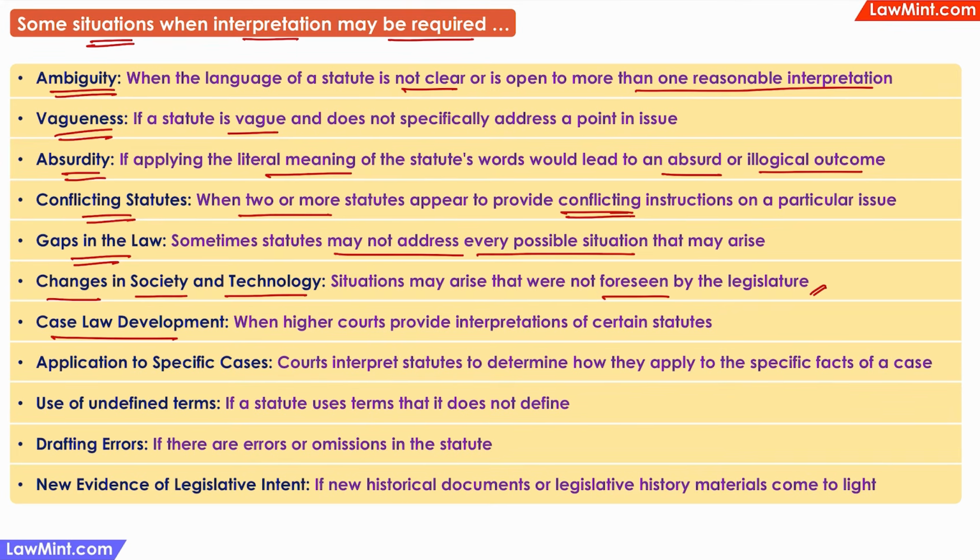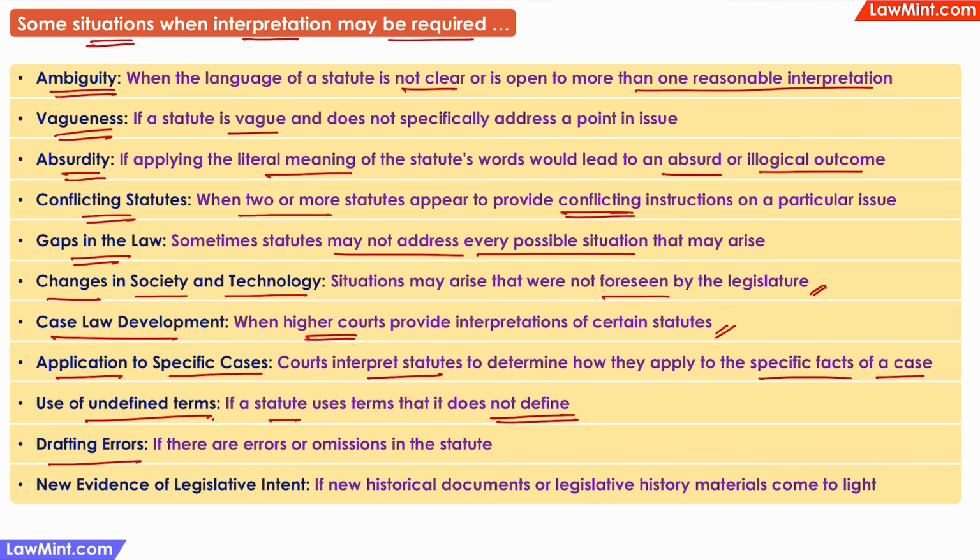Case law development. When higher courts provide interpretation of certain statutes, then the lower courts are often required to interpret those statutes in line with the higher court's decisions. Application to specific cases, where courts interpret statutes to determine how they apply to the specific facts of a case before them. Use of undefined terms, that is, if a statute uses terms that it does not clearly define, then interpretation may be needed to understand the meaning of these undefined terms in the context of the statute.